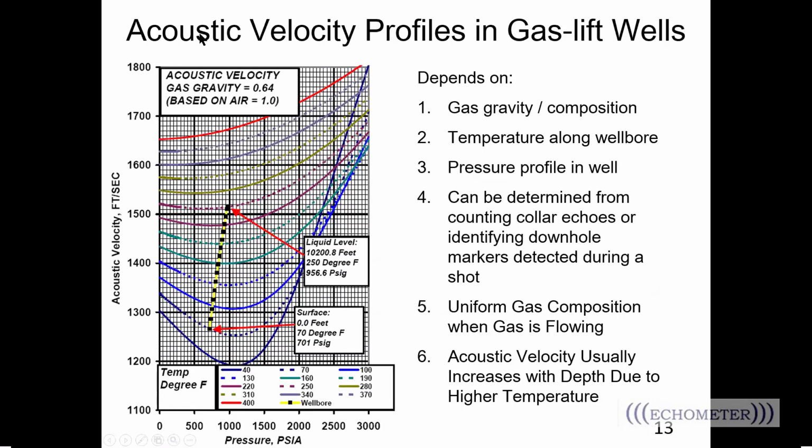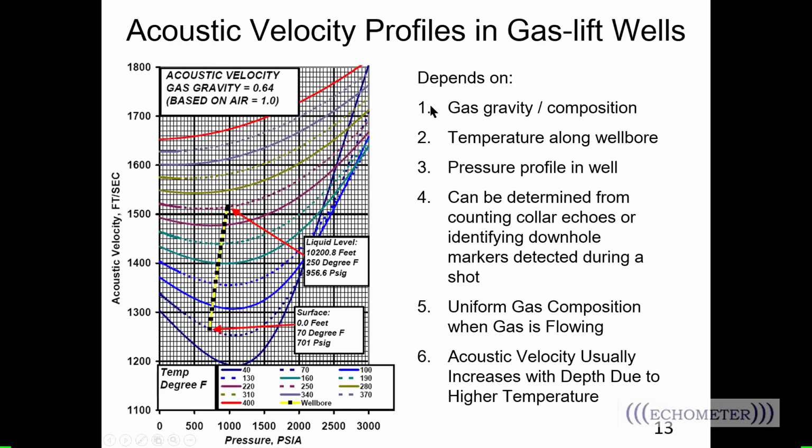So this is kind of a busy slide here, so let me just explain what you're looking at. Here we have the acoustic velocity profile for a gas gravity of about 0.64. So this is the gas gravity of, say, methane. Along the bottom here, you see the pressure increasing to the right. We see the acoustic velocity increasing vertically as we go up the chart here. And then each one of these curves represents temperature, right? So we can see as the pressure increases, we reach higher temperature curves, and the acoustic velocity increases.